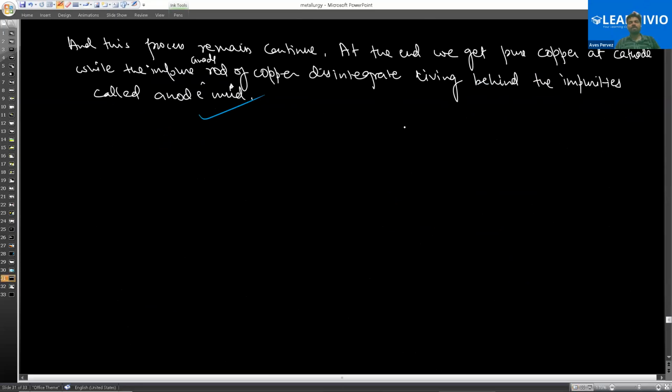At the end, we get pure copper at the cathode, and the impure anode rod of copper disintegrates, leaving, this is L-E-A-V-I-N-G, leaving behind the impurities called anode mud.